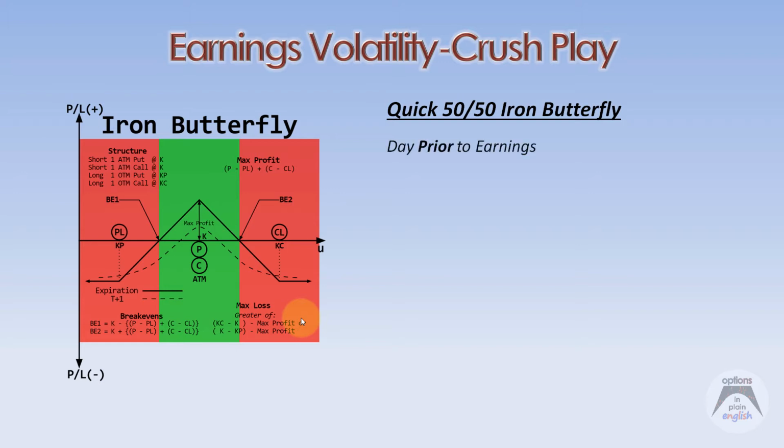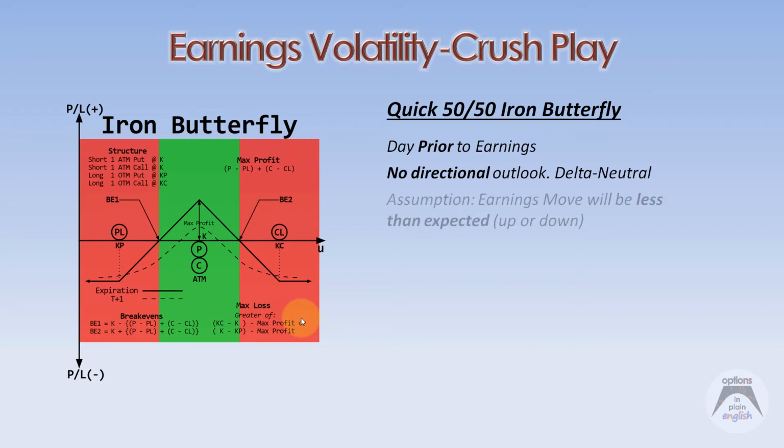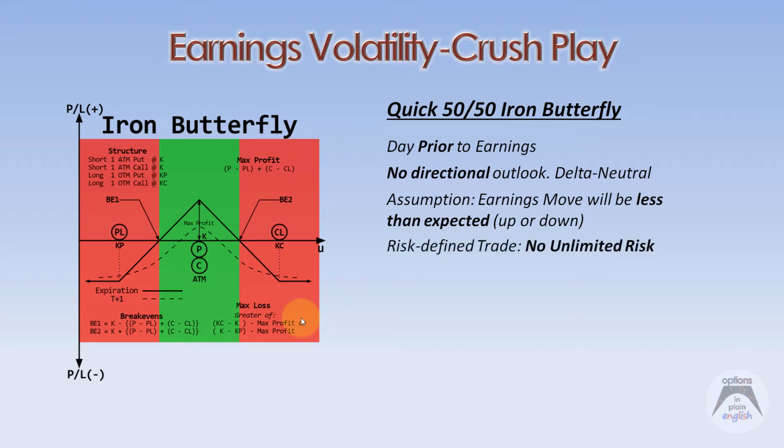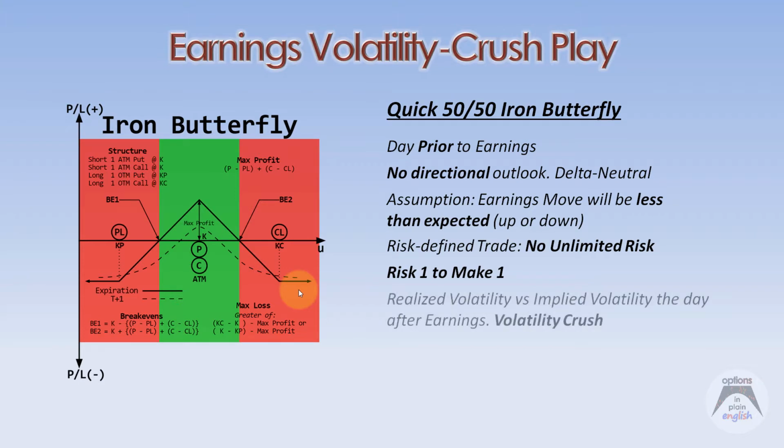So on the day prior to earnings, you don't have a directional outlook, so you're delta neutral. Your assumption is that the earnings move will be less than expected, up or down. It's a risk-defined trade, so there is no unlimited risk. As you can see, even if it goes very low or very high, you're still going to be protected by your wings. So that's one of the characteristics of this trade, and one of the things that makes it suitable for these types of scenarios. Risk 1 to make 1.